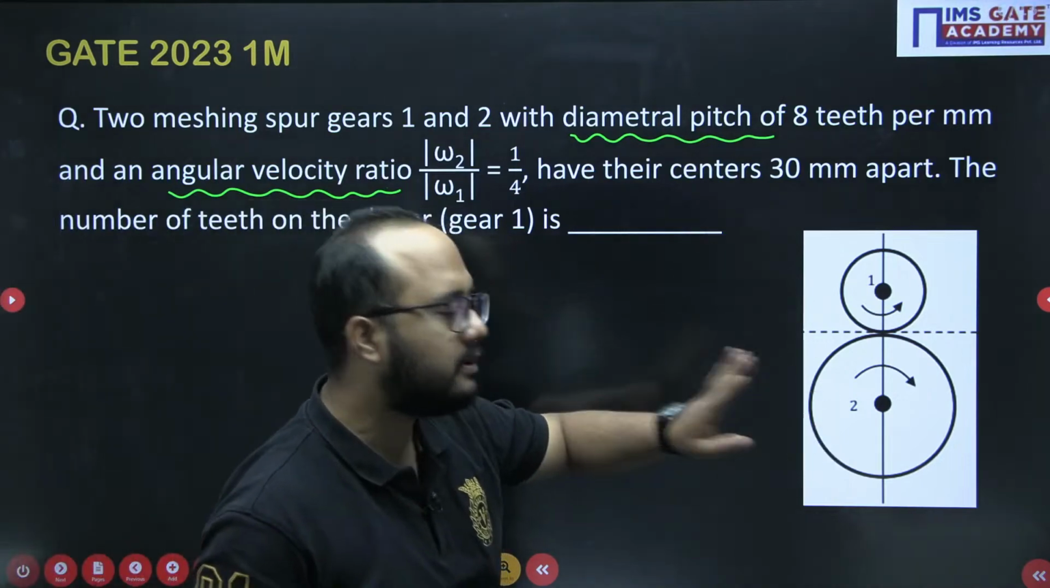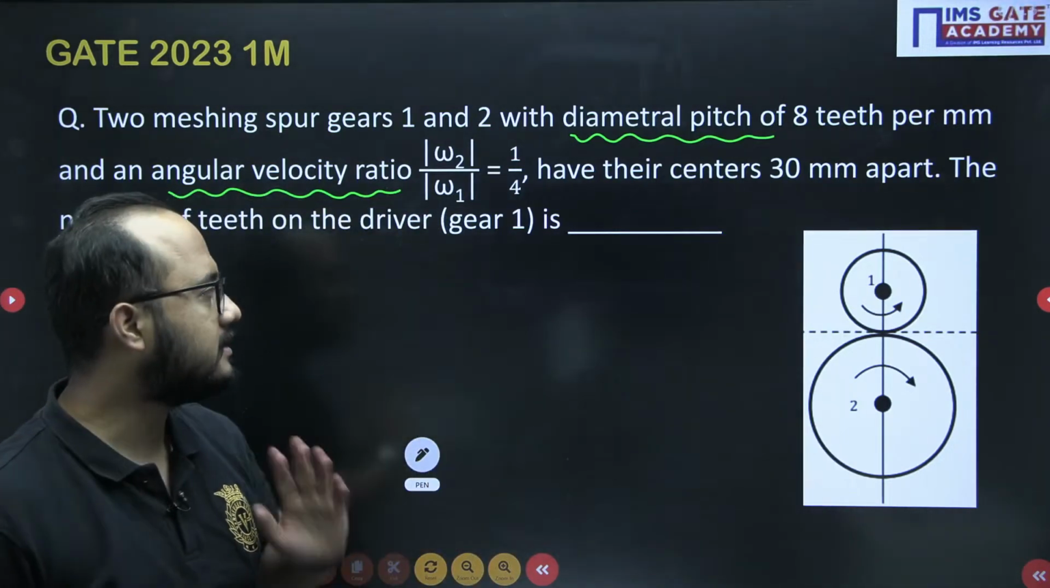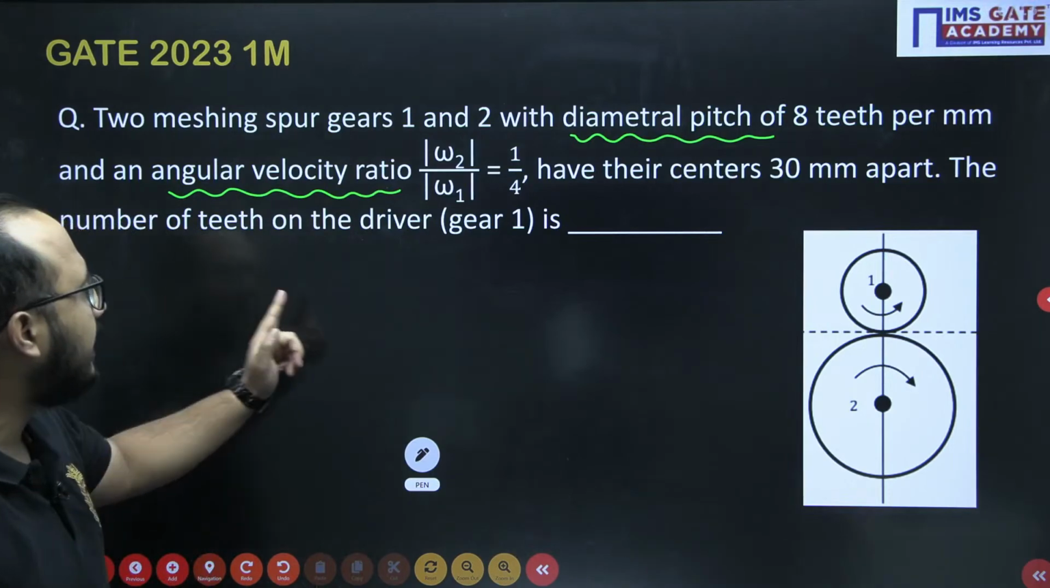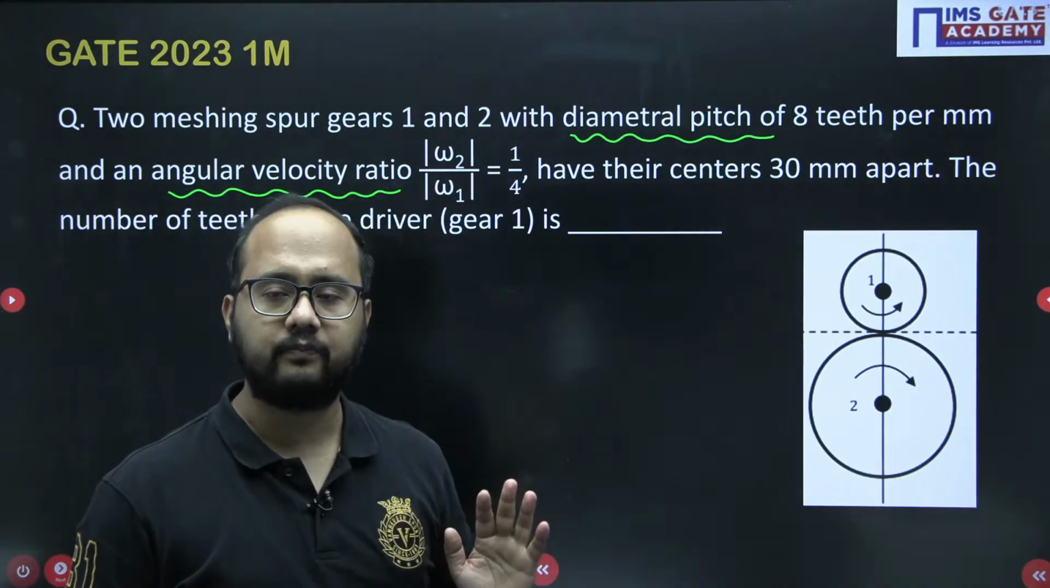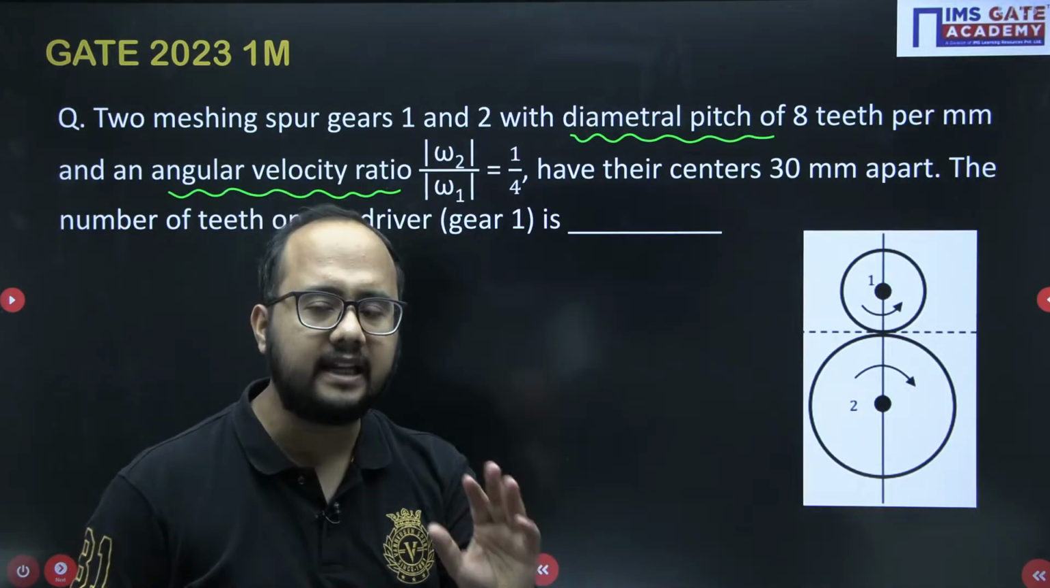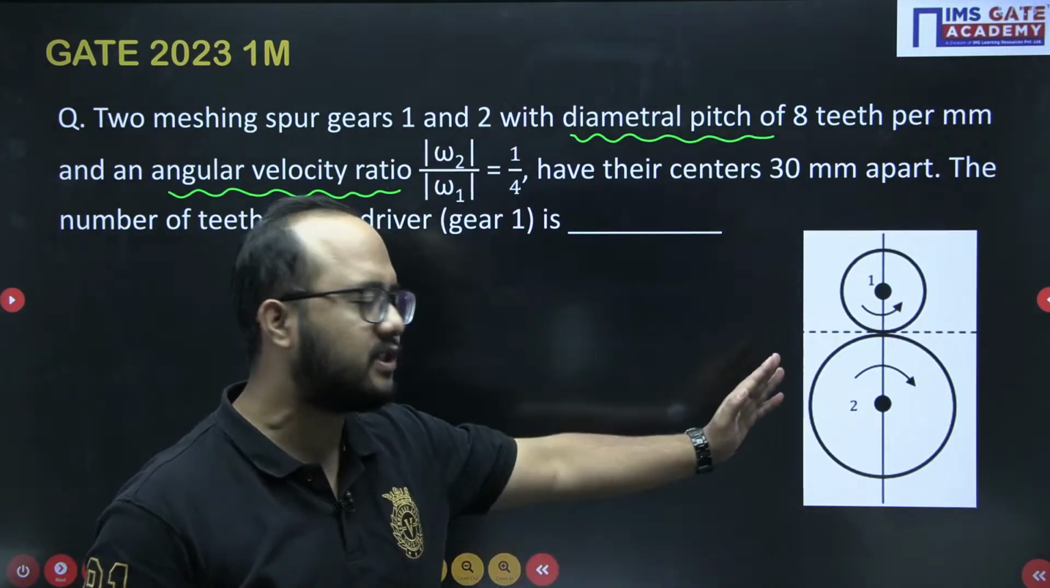Centers are 30 mm apart. Center distance they have given. And they are asking the number of teeth on the driver. Again, I am telling you, this kind of problem they have asked earlier also, and it is very easy. I will tell you the basic concept behind such problems.